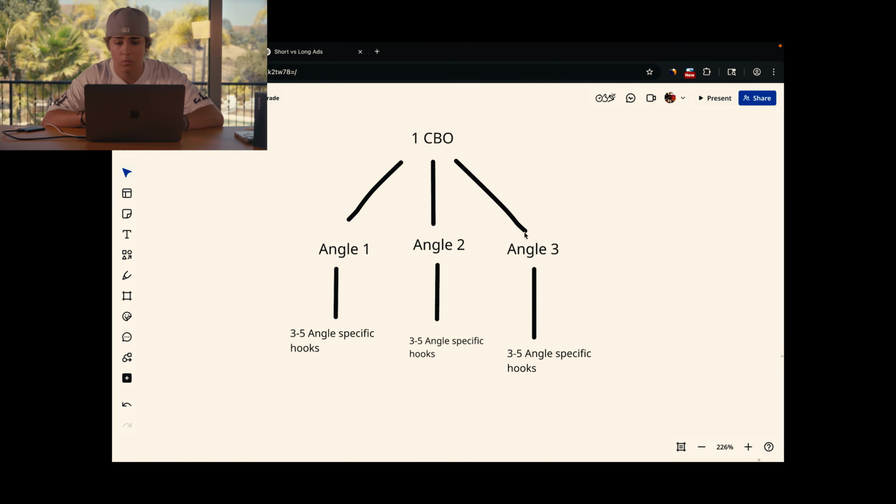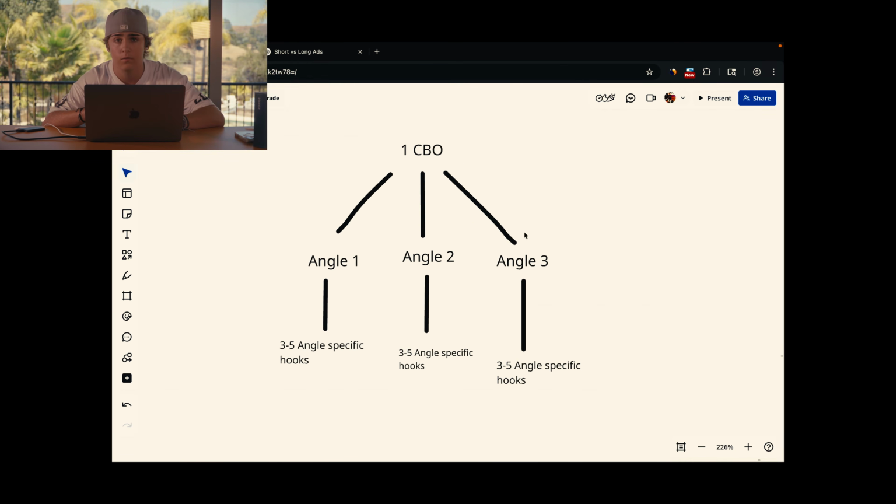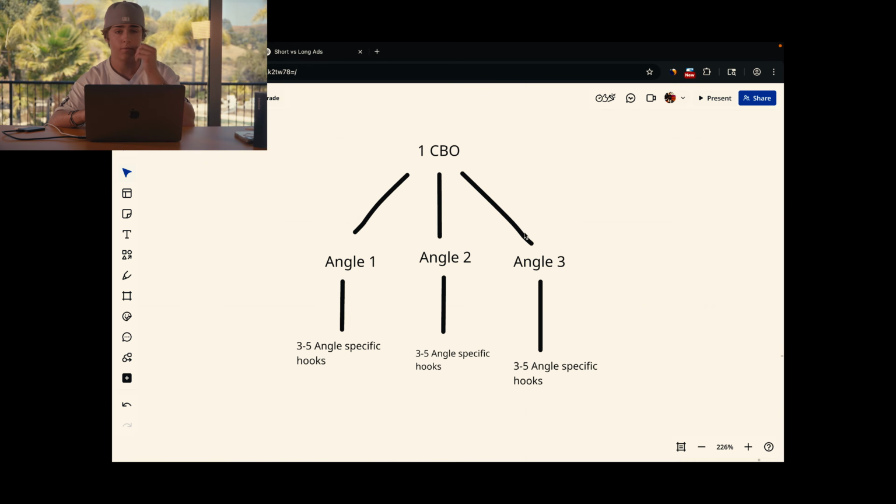All right, so I'm going to start with exactly how we go over the testing phase because I know it can be a little bit confusing. But before I show you the actual research portion, we need to find our angle. Like I said, VSLs you can't write unless you have a specific angle, or long form ads. So testing phase, we start with one CBO. We have angle 1, angle 2, and angle 3. This is going to be our day 1 test.